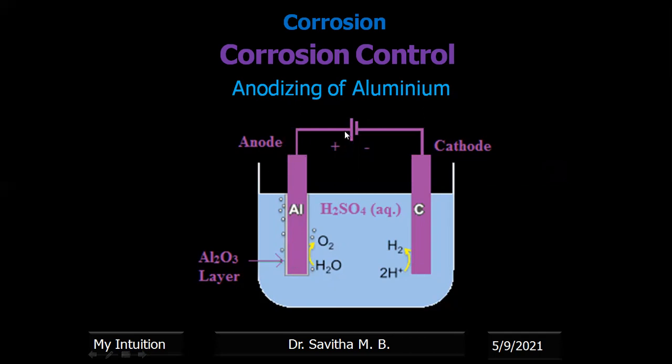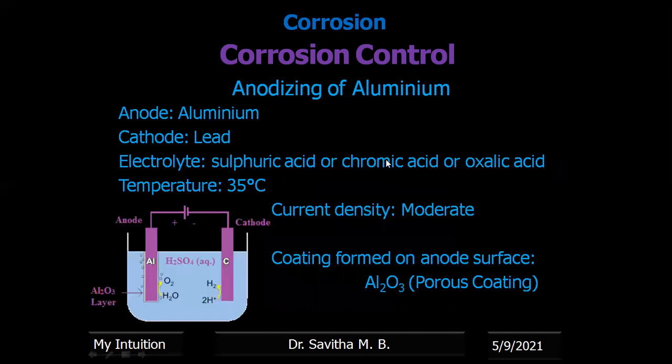Aluminium is connected to the anode, and generally lead is taken as the cathode. It is dipped in an oxidizing bath because we need to convert the outermost layer of the aluminium to oxide. Therefore, an oxidizing bath like sulfuric acid, chromic acid, or oxalic acid is taken. The setup is like this: aluminium as anode, and some metal, generally lead, as cathode.